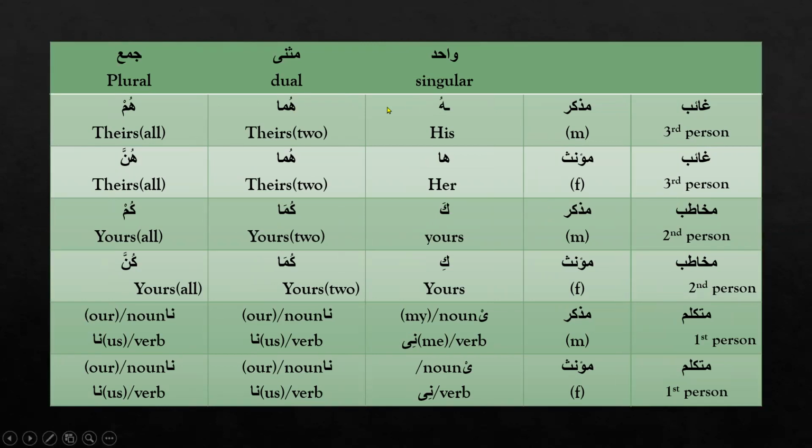You can see here hu, huma, hum, ha, huma, hunna, ka, kuma, kum, ki, kuma, kunna. And ya and ni, as I already mentioned: ya when this is attached to a noun, and ni when it is attached to a verb. And same for both, for noun and the pronoun. So this is a chart for the attached pronouns or damir muttasil, ad-damair al-muttasil.